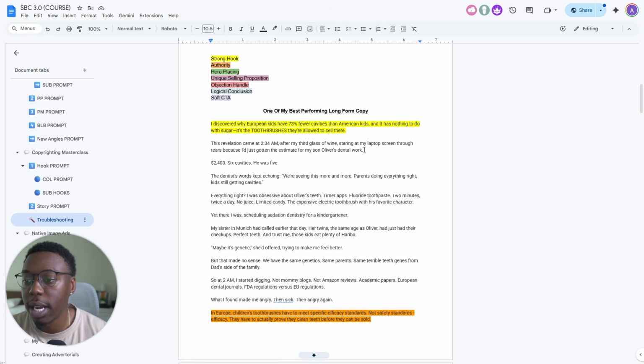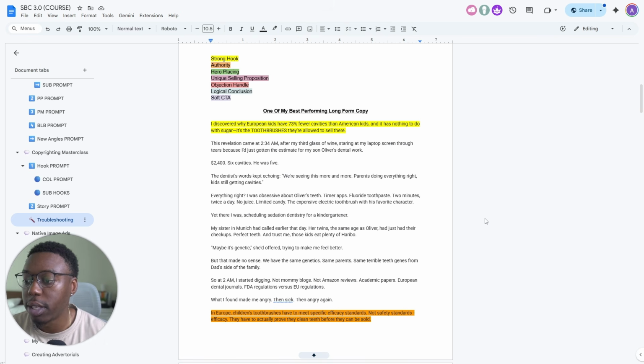After my third glass of wine, staring at my laptop screen through tears because I had just gotten the estimate for my son Oliver's dental work. 2,406 cavities. He was 5. The dentist's words kept echoing. We're seeing this more and more. Parents doing everything right, kids still getting cavities.